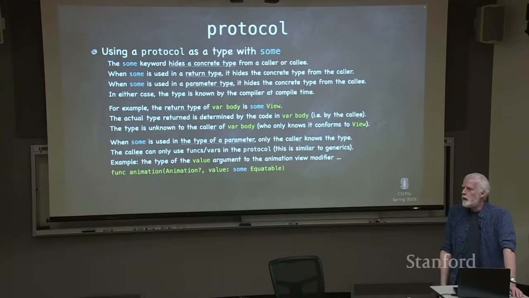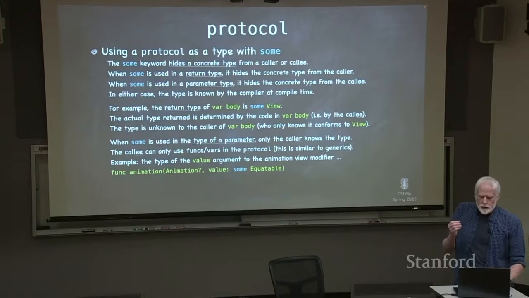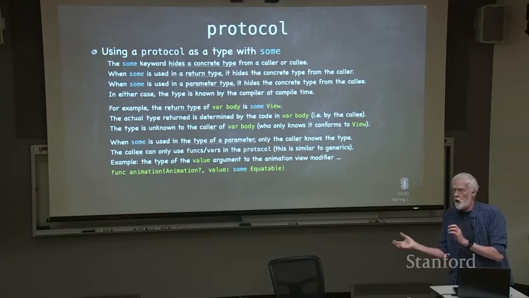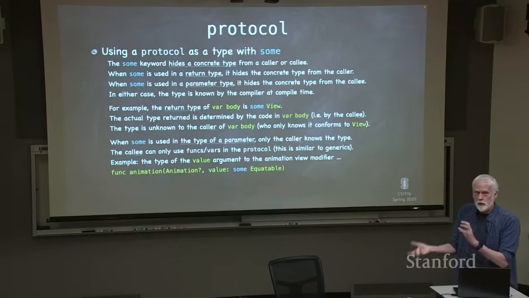As the caller, our attempts.count or whatever we're doing, we know. Pretty cool there? So an interesting thing about some is it's known at compile time, right? Some really means some specific type of that protocol, some type of view or some type of equatable. It's something, and it's known at compile time to the compiler, because the compiler either sees the caller side or the callee side, so it can tell from one of those two what the type is.